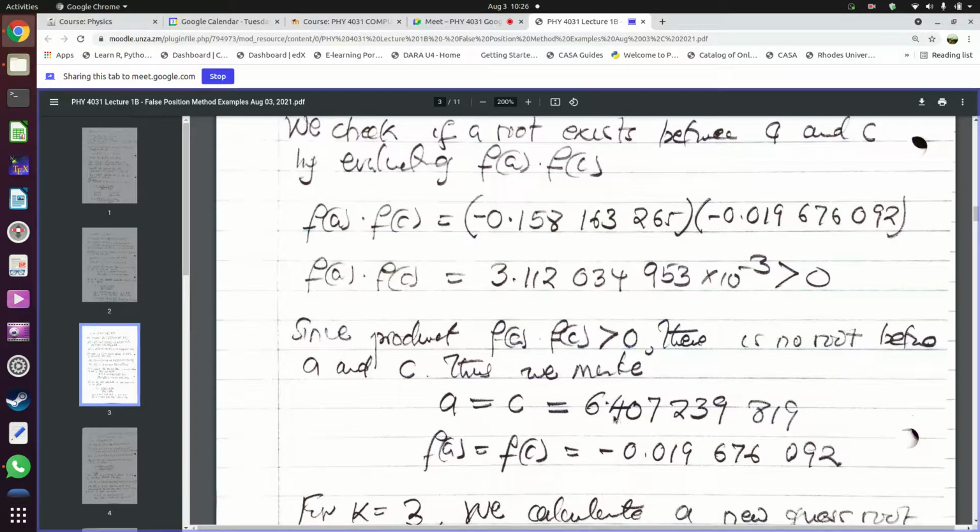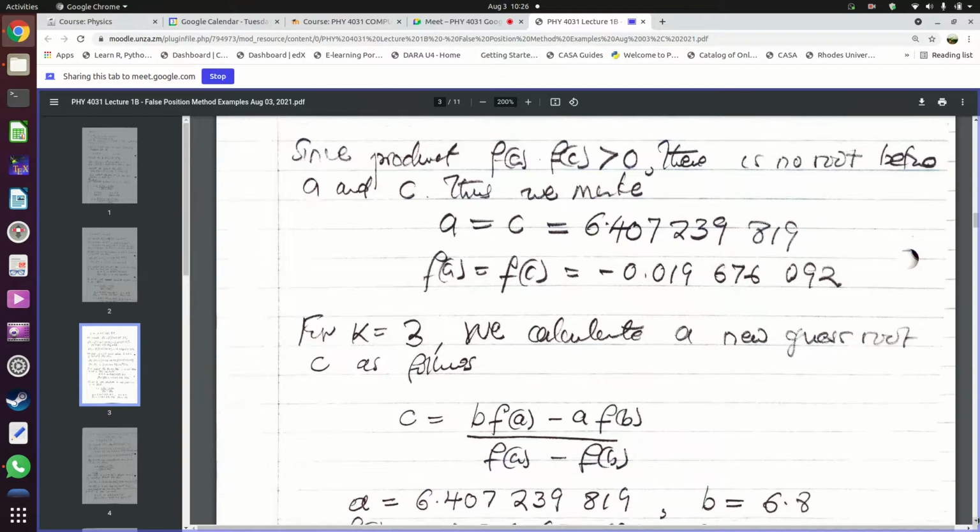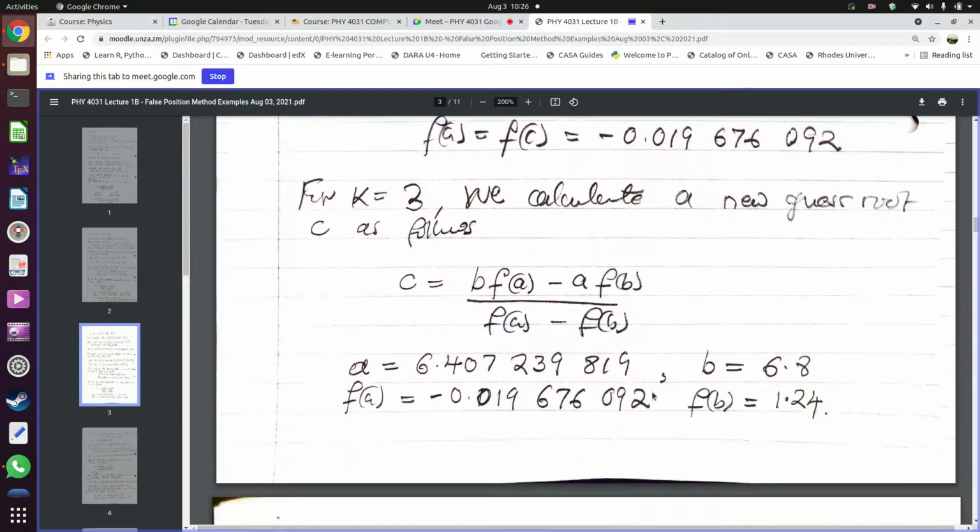So your A now becomes 6.407239891. Then your f of C becomes the f of A, which becomes minus 0.096676092. So with this new A and B, then you can work out a new C. So that's where we come to for k equals 3, working out a new C.